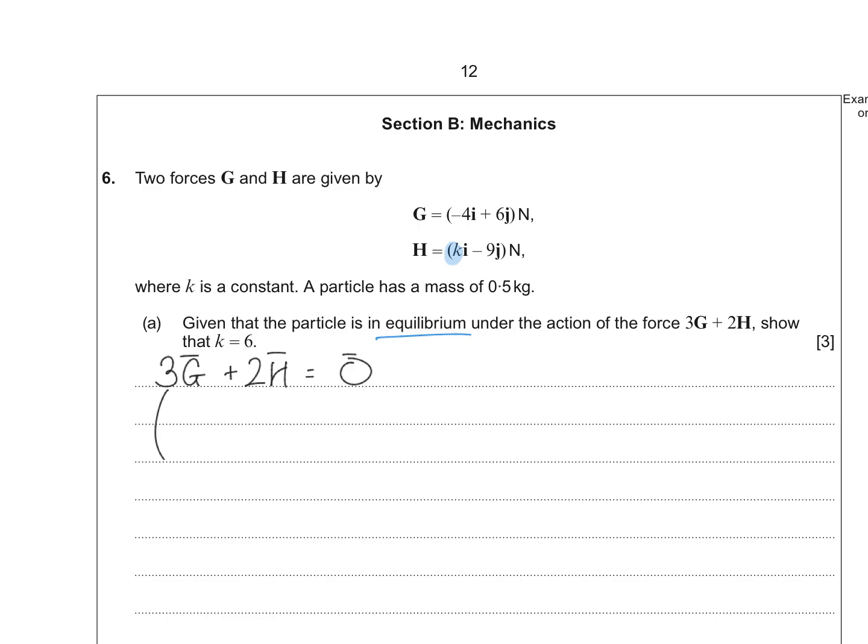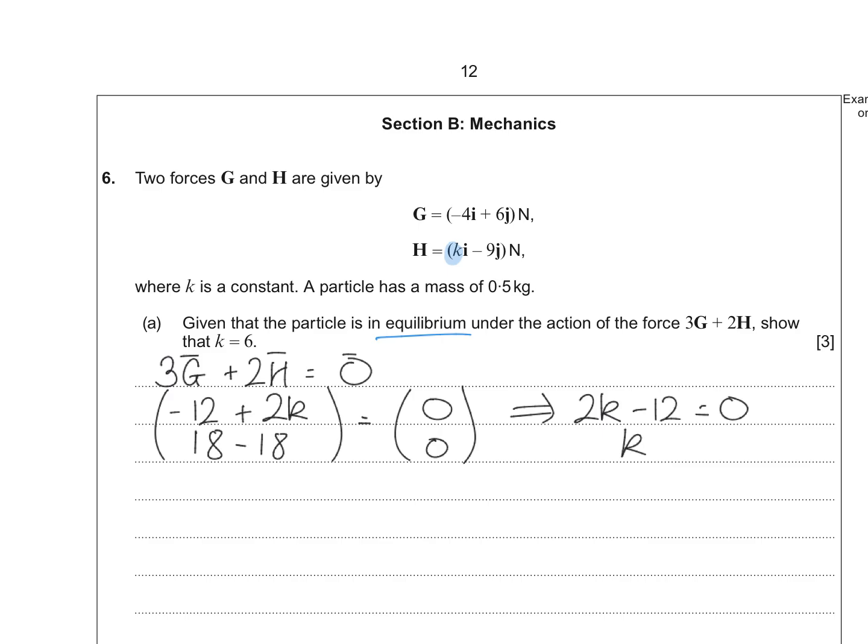So then that means 3 lots of g is minus 12 in the i direction, and 2k, that's 2 lots of h. And then I'm going to have 18 minus 18 from here, and that's going to be the vector 0, 0. So then we've got a nice little simple equation to solve. 2k minus 12 equals 0, k equals 6 as required. Nice straightforward 3 marks for us there.